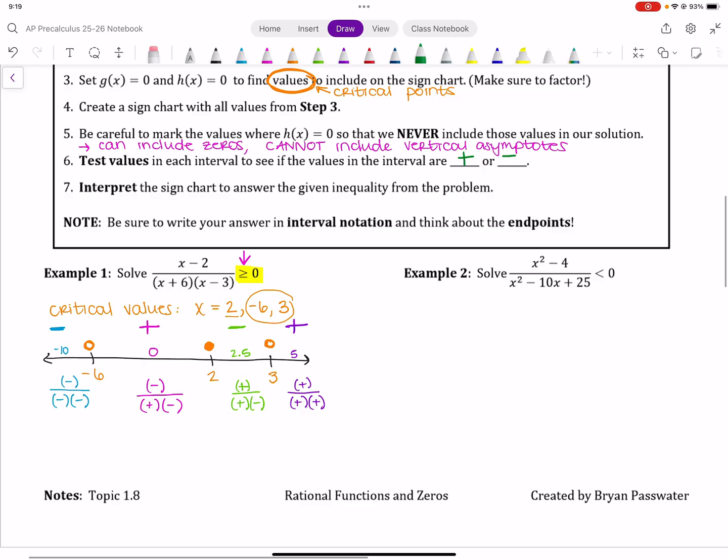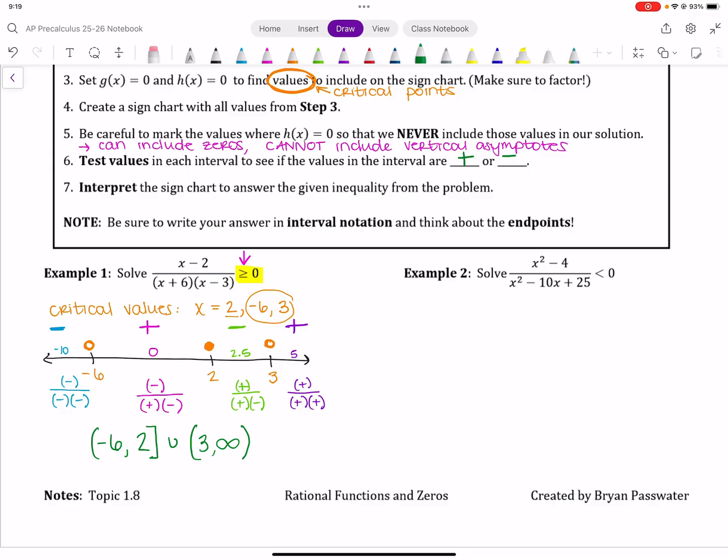So when we're looking at what is greater than or equal to 0, we're looking from -6 to 2, and also 3 to infinity. And remember, because of our open circles at -6 and 3, that's why we use parentheses there. And the closed circle at 2 allows us to use the bracket and include that number.